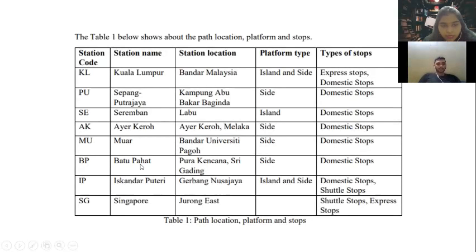Next would be Batu Pahat. Station location is Pura Kencana Sri Garden. The platform type is site, and the type of stop is a domestic stop.